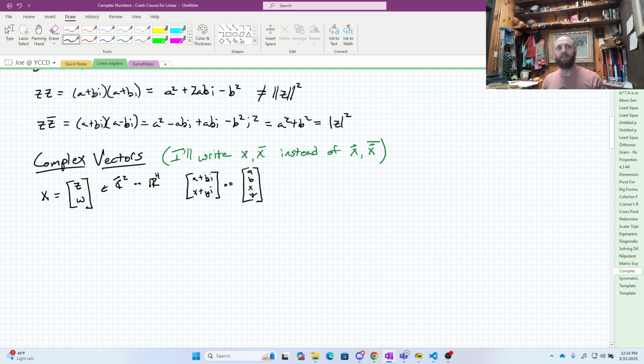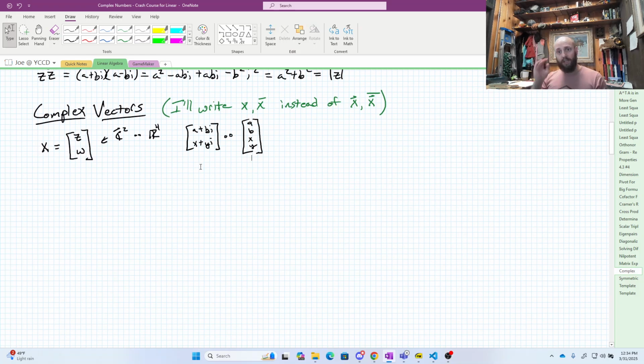Should be noted this thing has some advantages over this guy, so we tend to leave these as two-dimensional complex vectors. But if you need to think about them as four-dimensional real vectors, you kind of can. Okay, so here's the operations that are chill.